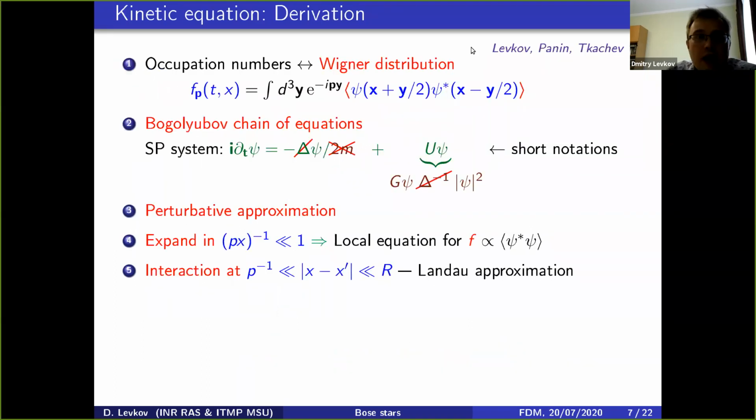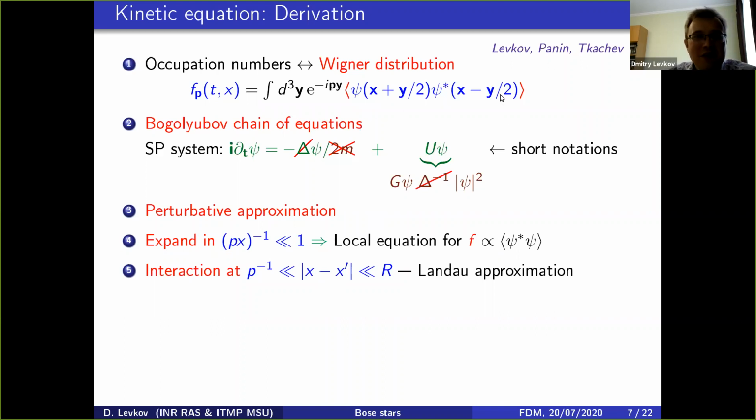So how to derive the kinetic equation? First you introduce the Wigner distribution, which is just a Fourier transform of the 2-point function of psi at different points. And the correlator here, the average here, is computed with respect to the ensemble of random waves. Second, we need to write a chain of equations for the correlators.